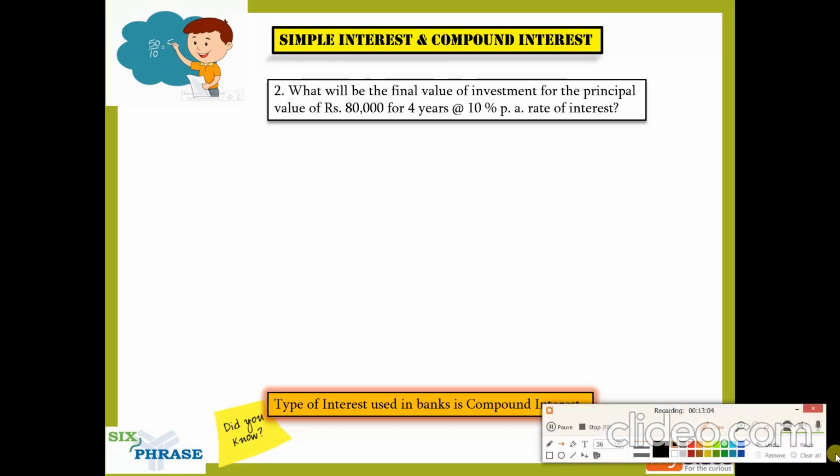And let's see what is given. What is given is principal. So you have the P, which is 80,000. Then you have N. So N is 4 years. Then you have R. R is rate of interest, which is 10 percentage.